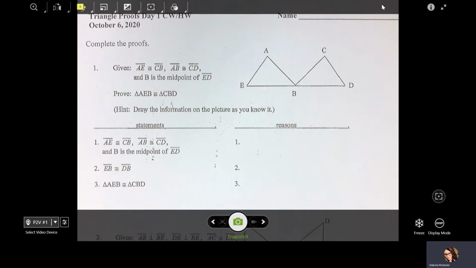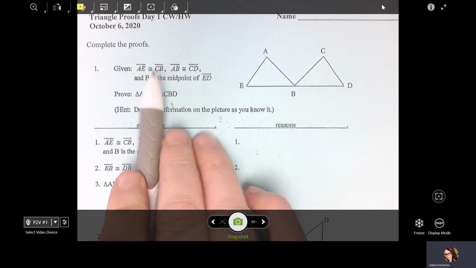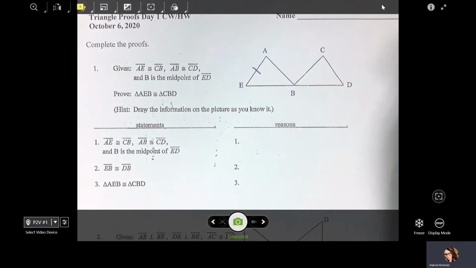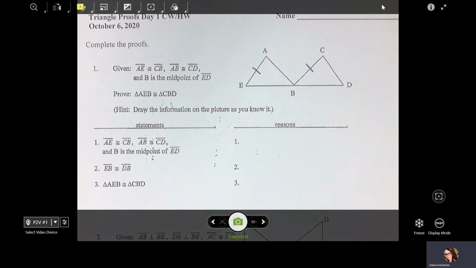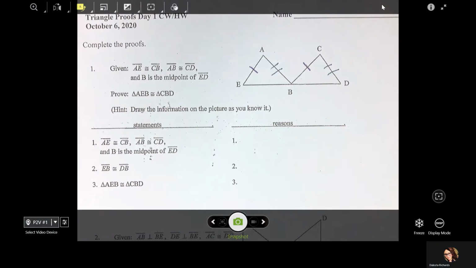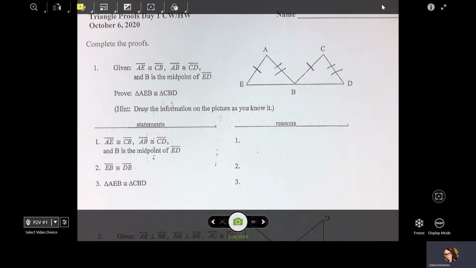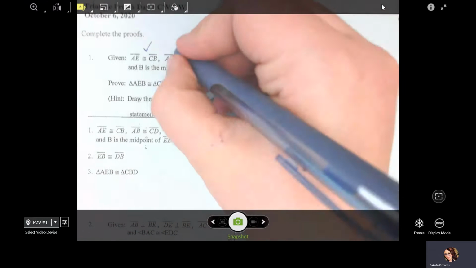Okay, so on this one, it says given segment AE is congruent to segment CB. AB is congruent to segment CB. And then also AB is congruent to CD. And then lastly, so check those off. We did AE and CB. We did AB and CD.